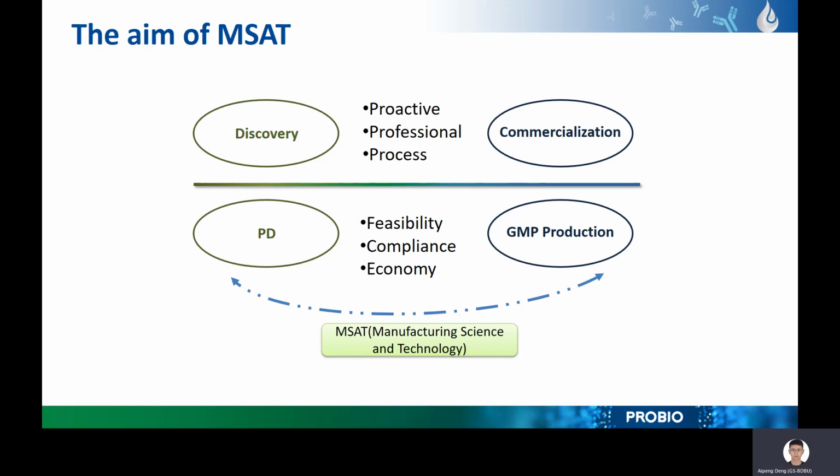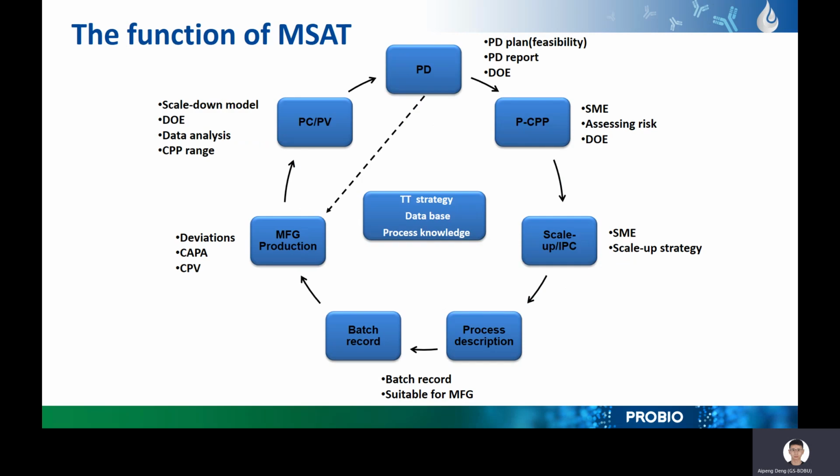Firstly, I will talk about the MSAT, who conduct the technology transfer. The goal of MSAT is transferring a process feasible, compliant, and economical from PD to GMP production. This cycle shows all responsibilities of MSAT. To transfer a project successfully, MSAT should take part in the project as early as possible, and MSAT must make sure that the plan designed by PD is feasible to scale up.